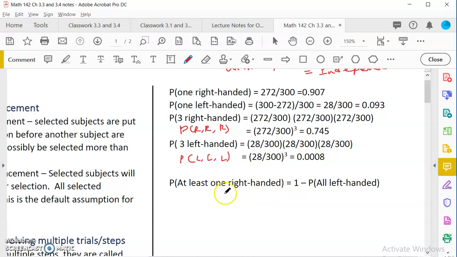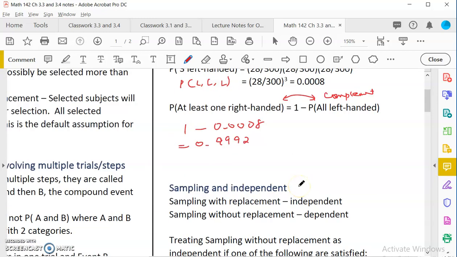So we talked about this before. At least one right-handed is 1 minus the probability of all left-handed. What is all left-handed? All 3 of them is 0.0008. So it's really easy: 0.9992. So all left-handed and at least one right-handed are complements of each other, so you can do 1 minus.